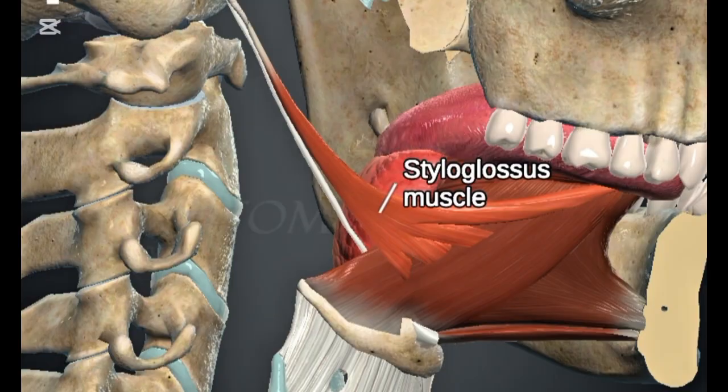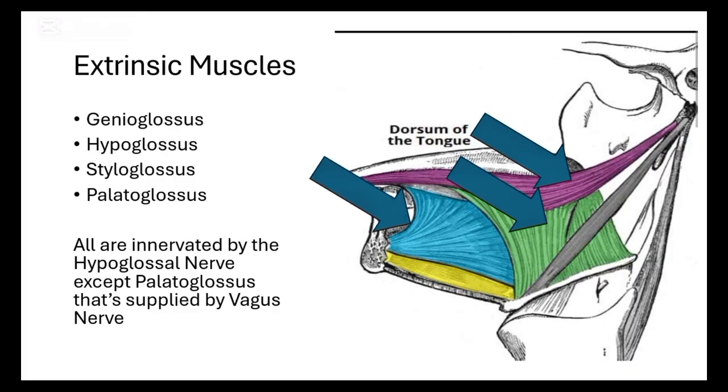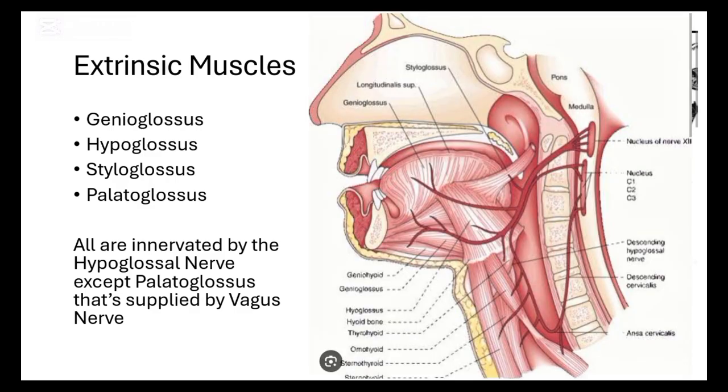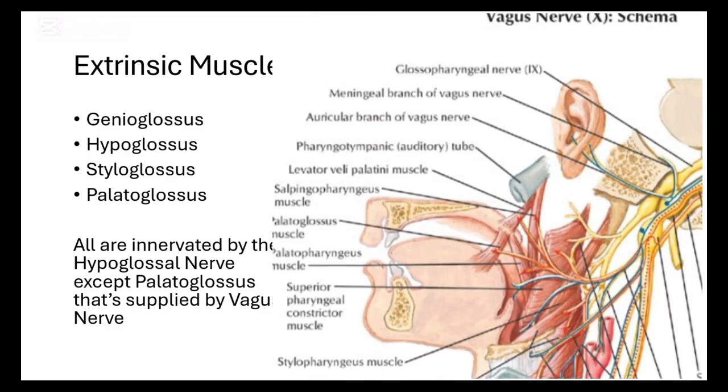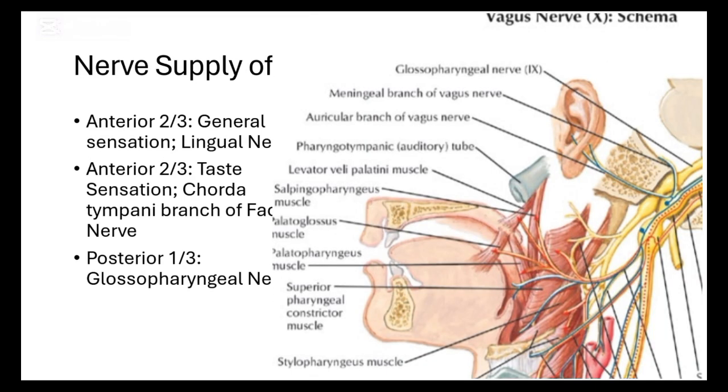Styloglossus originates from the styloid process of the temporal bone and inserts into the lateral tongue. It helps in retraction and elevation. Palatoglossus arises from the palatine aponeurosis and inserts into the tongue. All extrinsic muscles are innervated by the hypoglossal nerve, except palatoglossus, which is supplied by the vagus nerve due to its association with the soft palate.